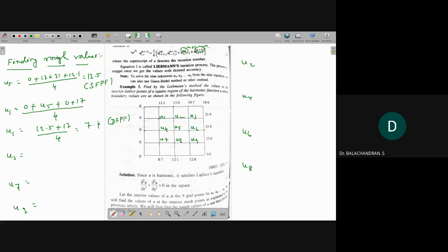Next you need to go to the first iteration, second iteration. At least 2 iterations you should go. You can stop once the values are repeated. The book has done a minimum of 3 iterations here. It depends upon the problem. In some problems you can't stop in 3 iterations. It may go 5 or 6 iterations also.